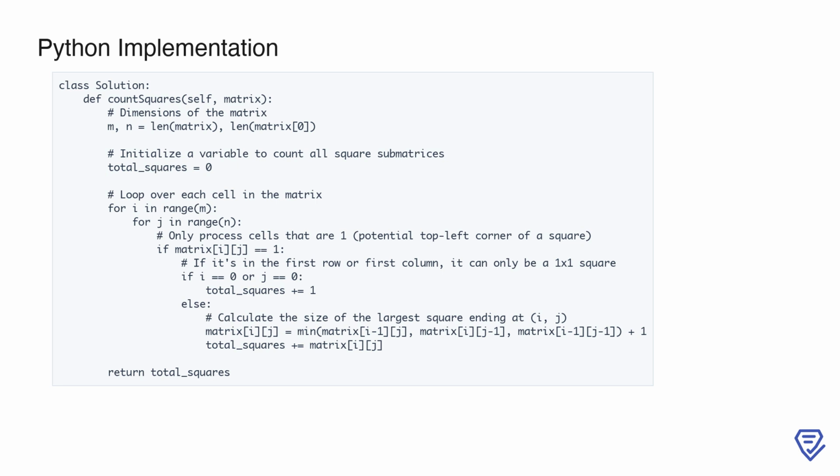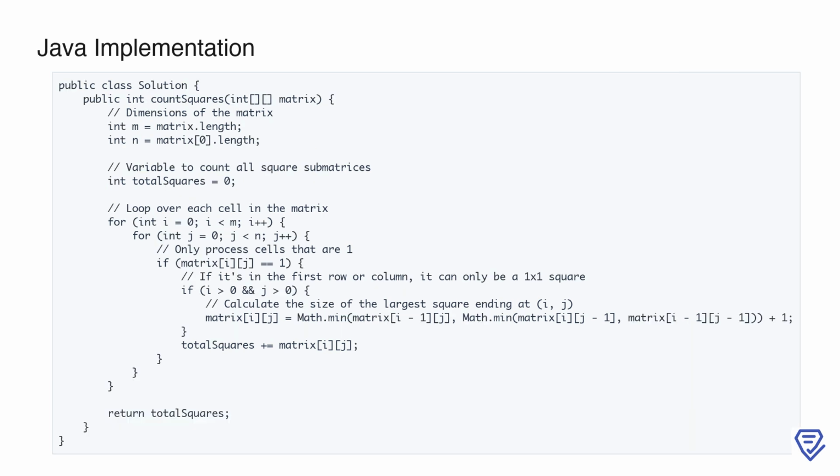By the end of the nested loops, total_squares contains the total count of all square submatrices with all ones. The time complexity of this solution is O(m n), as every cell is processed once, and the space complexity is O(1) additional space beyond the input matrix. This makes it efficient for large matrices while modifying the matrix in place to save space. This is the Java implementation of the LeetCode problem number 1277, count square submatrices with all ones.